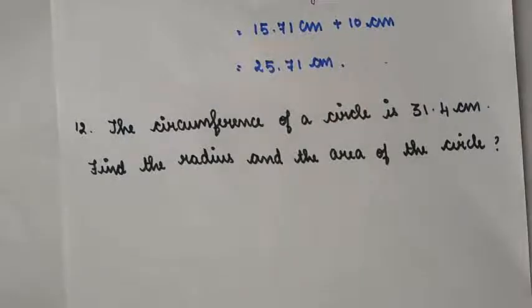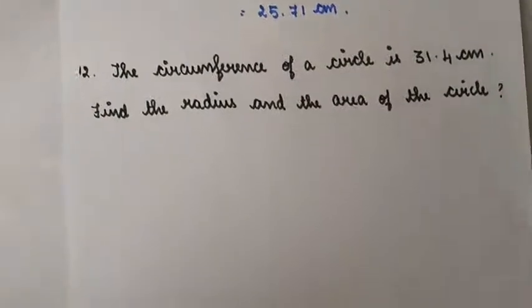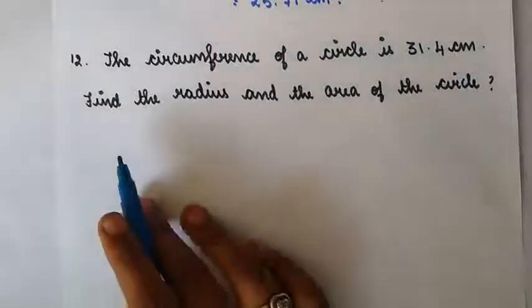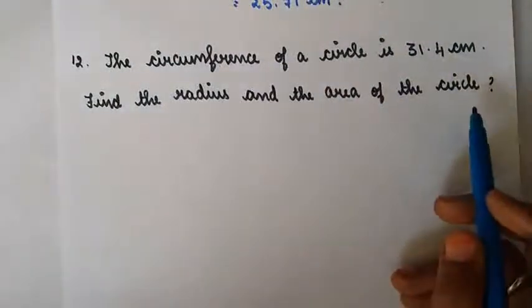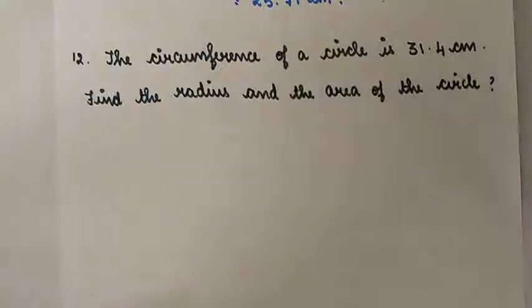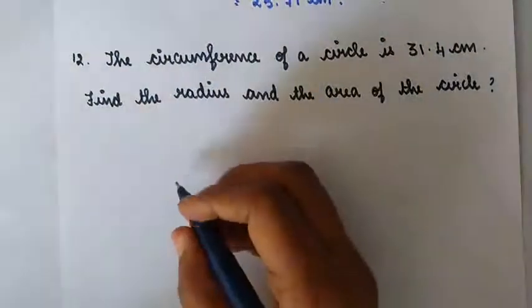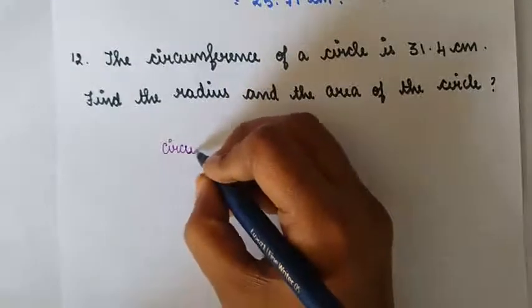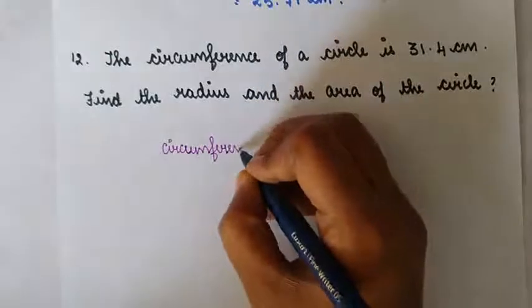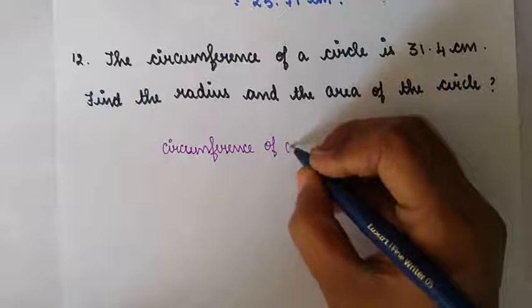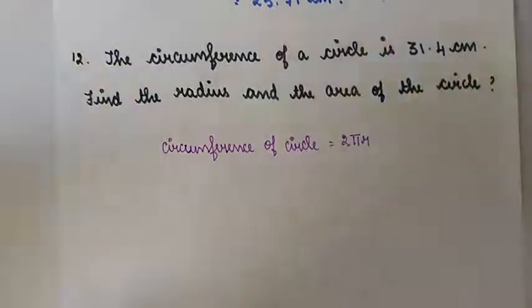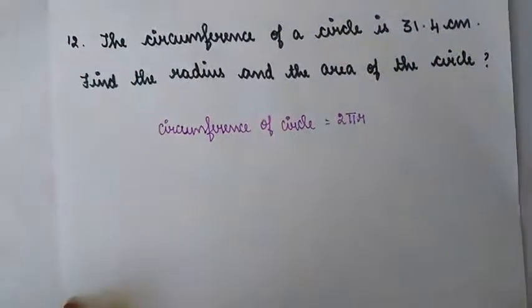Already we saw the model sum for this question. First we write the given. Here given is the circumference of a circle. What do we have to find? We have to find the radius and also the area of the circle. So first write the formula for circumference. Circumference of circle is 2 pi r. Okay.